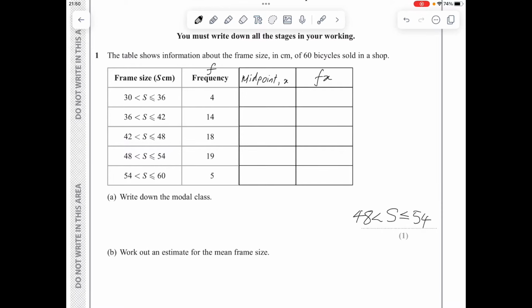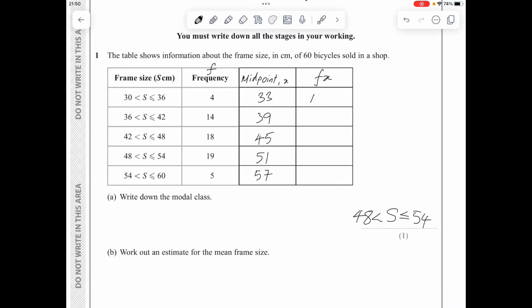Now the midpoint of these 2 numbers is 33. You add them and then you divide by 2. The next one is 39, 45, 51, and 57. And then for the last column, you just multiply F by X.